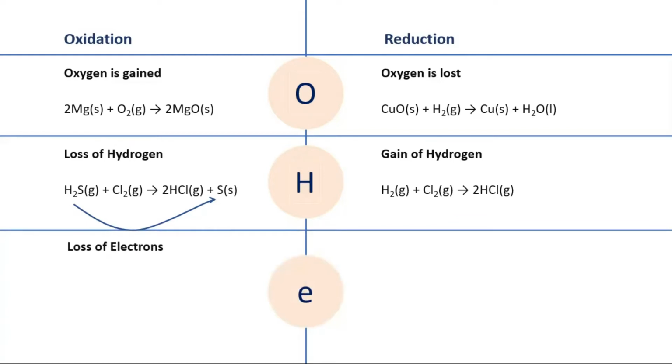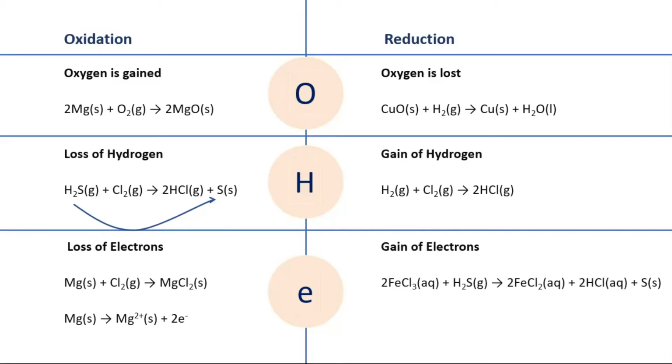Loss of electron means oxidation. Like a reaction between magnesium and chlorine. One part of the reaction is when magnesium lost 2 electrons. So this is oxidation. Again, getting electron means reduction. Like iron 3 chloride, when reacting with hydrogen sulfide, becomes iron 2 chloride. Here, iron 3 is gaining 1 electron to become iron 2 and that's reduction.